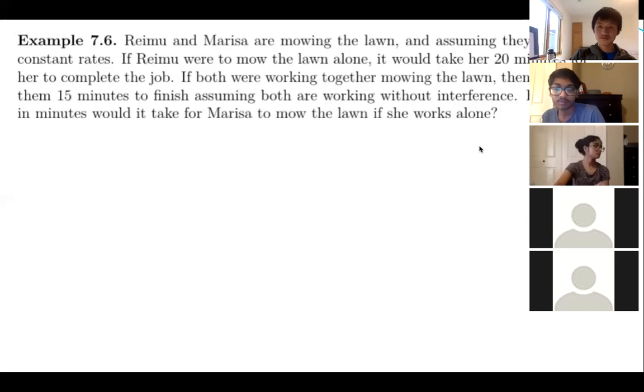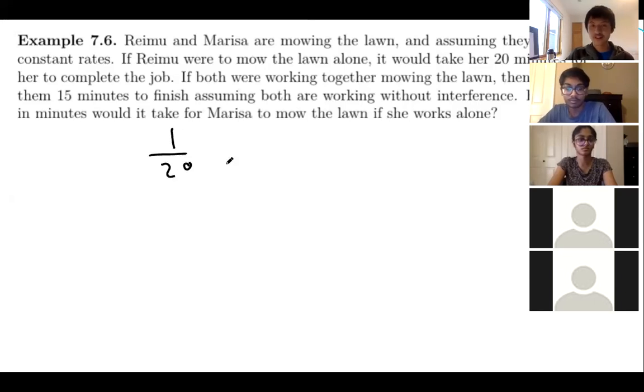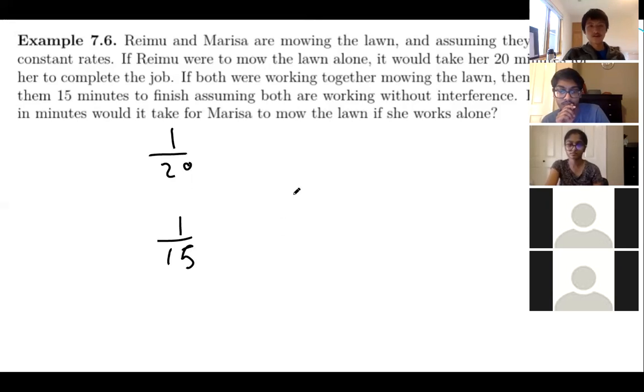So the way to tackle this is, for Reimu, each minute she completes 1/20th of the problem. And then for Reimu and Marissa working together, each minute they finish 1/15 of the problem.